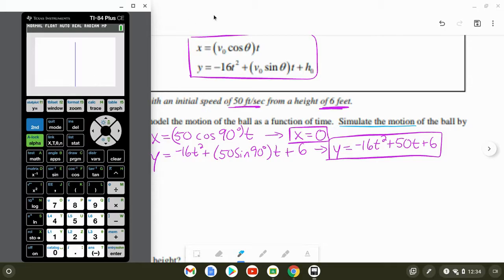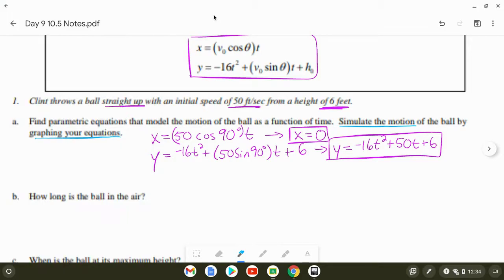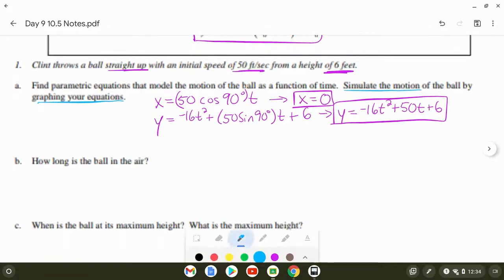Now let's go ahead and start to calculate some other things. So for part B, it says how long is the ball in the air? Well, that's all depending upon the vertical distance, which is this equation right here. It doesn't really have anything to do with that equation. That's the horizontal distance. So what we want to do is make the y equation equal to 0.